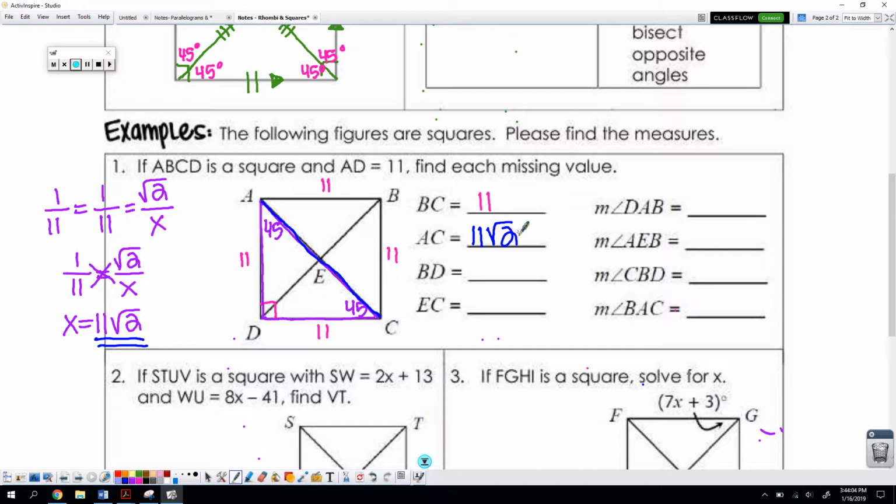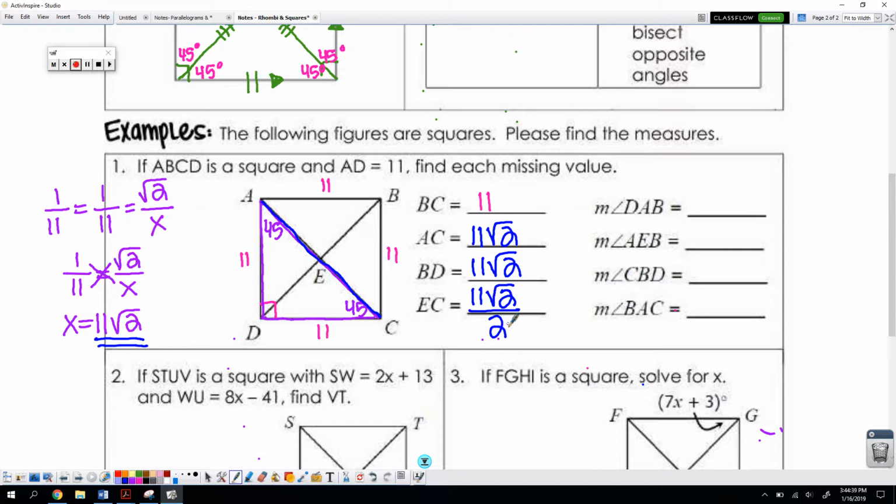Alright? Then they ask us for BD. So knowing that these are exactly the same size gives us 11 square root 2 for the second one. So both of our diagonals are exactly the same. Then we have EC. So EC, actually, we want to go through and take half of our diagonal. So our diagonal was 11 square root 2. And since 11 is not divisible by 2, you can actually just write 11 square root 2 over 2. If it was divisible, we would just divide that front number by 2.